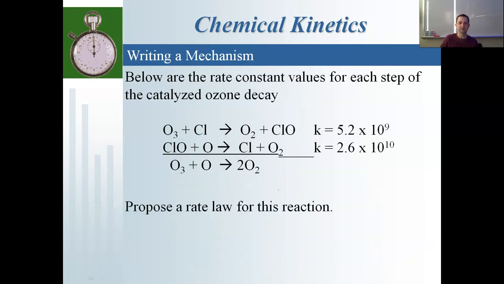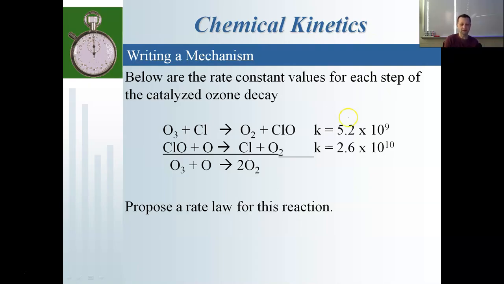All right. To wrap all this up, if I actually determine the rate constant for both of these, it says propose a rate law for this reaction. So I have my first chemical reaction, k equals 5.2 times 10 to the 9th. That's my rate constant for that first one. And my second step, I have a rate constant of 2.6 times 10 to the 10th. I have to figure out which one of these is my slow step because that's going to determine the rate law for that reaction.